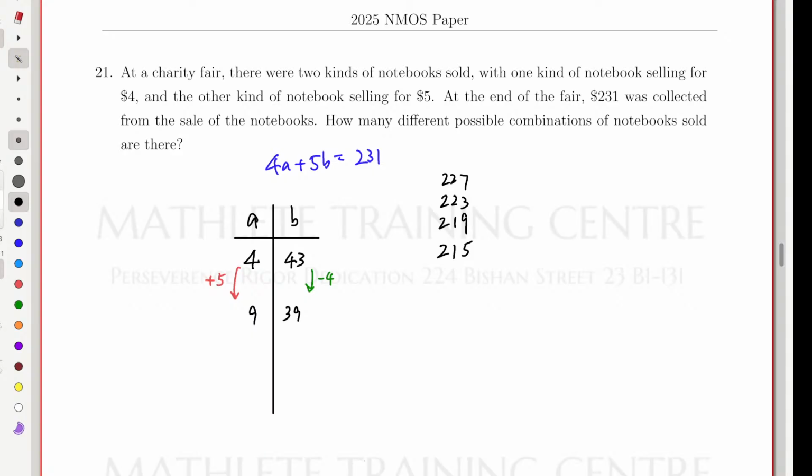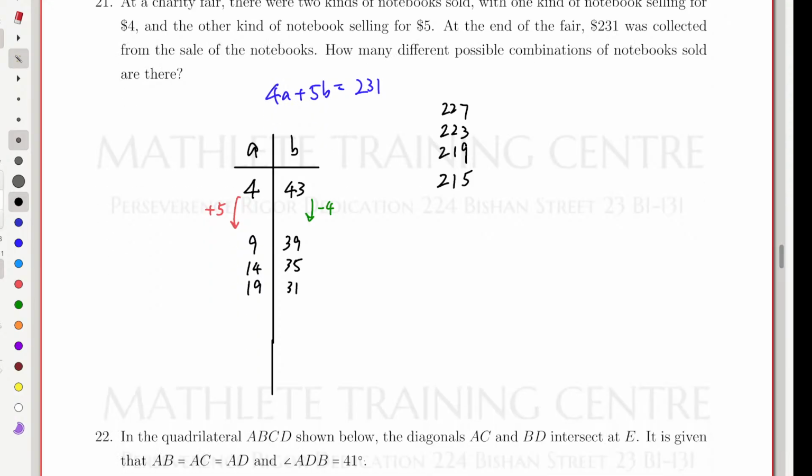Right? So then the next number I can get will be 9 and 39. And at this point, you can probably see where we are going with this. 14 and 35, 19 and 31, so on and so forth. Now the question becomes, when do we stop? We stop when B goes to 0, right? So 20, 31, 27, 23, 19, 15, 11, 7, and then 3. And that's it. 3 is the last one.